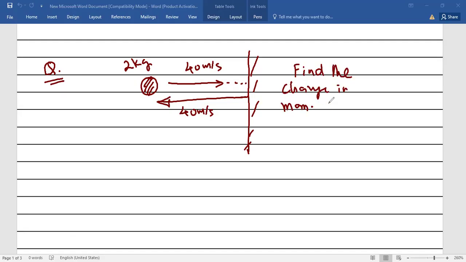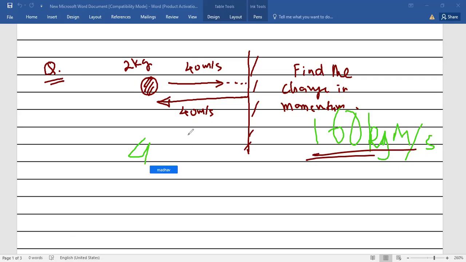Yeah, try to do it. Okay, 160 kg meter per second. How are you getting 160? It is bouncing with the same speed. Yeah, 40 to the right, and then it is minus 40, going in the opposite direction because it's a vector quantity. So it is equal to 80, and then 80 times mass will be 160.